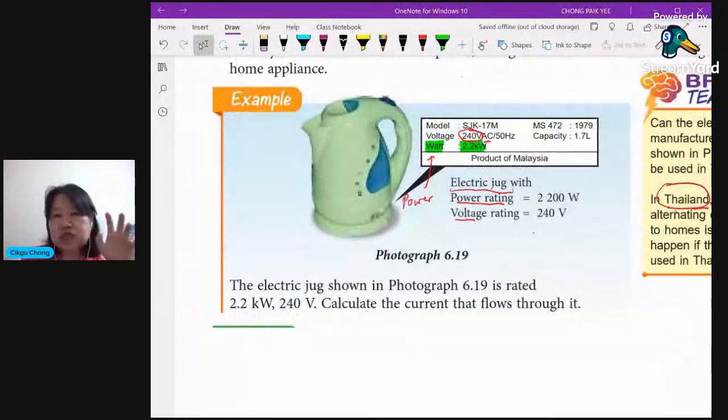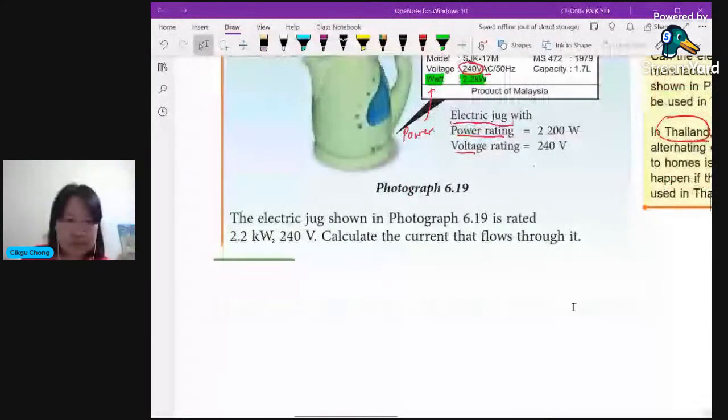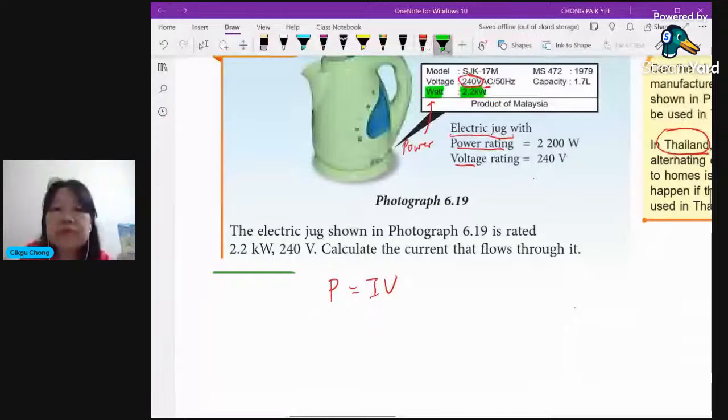Okay, now this one, how to calculate the current? Very simple. Let's look at the calculation. Look at the formula. P equals IV. Do it together with me. P equals IV. P is the power. Power here is 2.2 kilowatts. You must change it to watts.